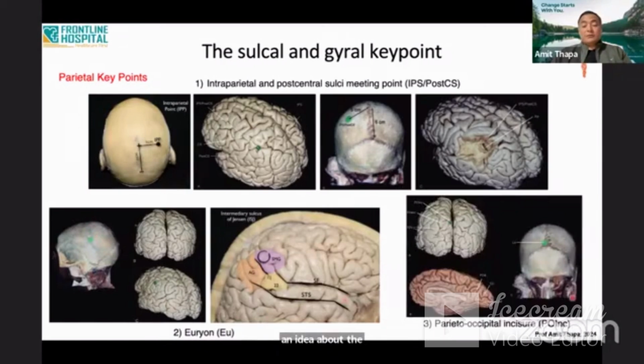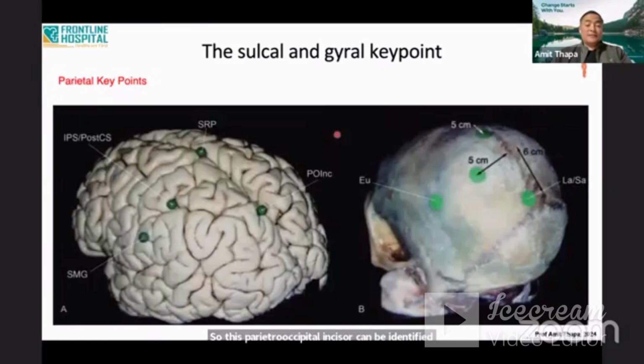Then is the parieto-occipital sulcus, which is basically dividing the parietal lobe from the occipital lobe. And this particular cranial localization can be made by the intersection of the sagittal suture with the lambdoid suture. So this actually lies at the lambda. So this parieto-occipital sulcus can be identified by this landmark.